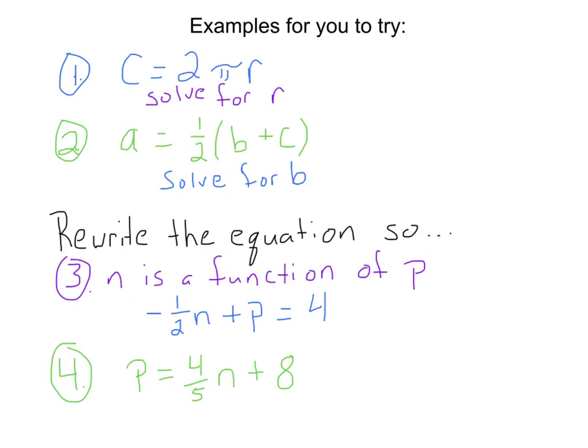Now I'm going to give you some problems to try on your own. For 1 and 2, you are going to be solving the equation for the specified variable. So for 1, you're solving for r, and for 2, you're solving for b. And for both 3 and 4, you are going to rewrite the equation so that n is a function of p.